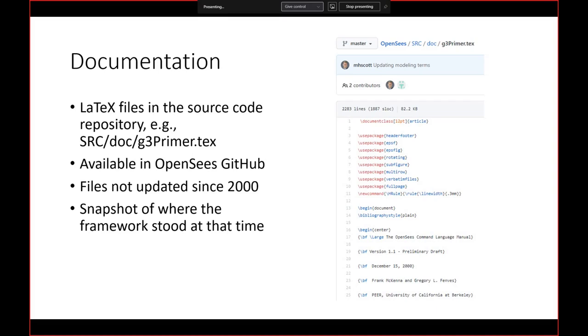Okay, and then documentation. I was looking at this the other day. There are actually still some of the old tech files or LaTeX files that Frank and Greg used to initially document G3 and OpenSees. In fact, these files are still available within the OpenSees GitHub. They got carried over from ZipDisk to CVS to SVN and now GitHub. If you look in source/doc, there's the G3 primer. I didn't try to compile the LaTeX files, but the files are still there, and you can see where things stood 20 years ago with OpenSees. A lot of things have changed, but a lot of things have not. It's almost like hieroglyphics or cave drawings to see these old snapshots, but that was interesting to see.